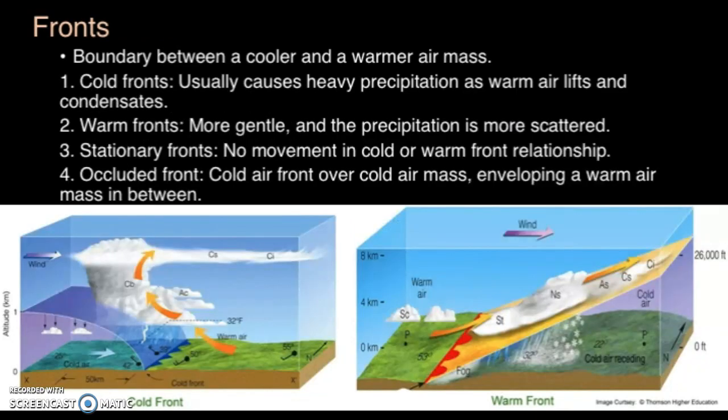And now we're going to talk a little bit about fronts. A front is going to be a boundary between a cooler and a warmer air mass. You may have heard about cold fronts and warm fronts, which are the two most typical ones, but we have two other ones which we'll go over later. A cold front happens when cold air moves into warm air, as you might have expected. And the opposite is going to happen for a warm front: warmer air is moving into colder air.